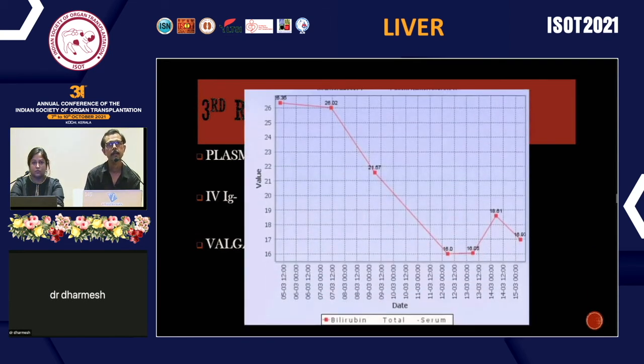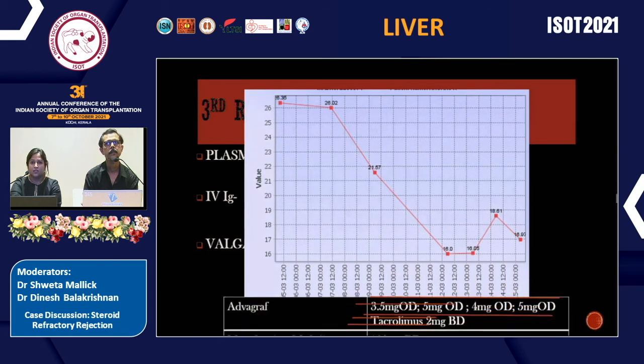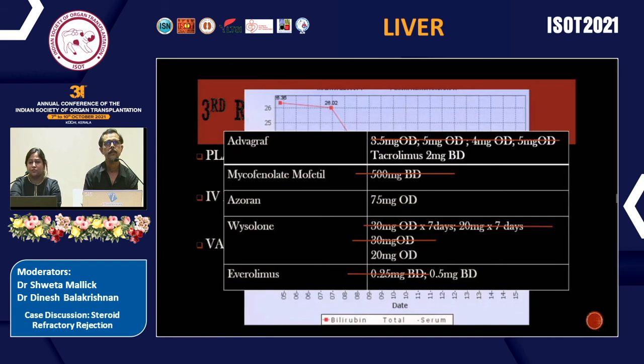Okay. So this is the response to plasma exchange and IVIG. Bilirubin comes down again a little bit to 16, and then again it starts climbing up. So we keep the immunosuppression. We've changed from Advagraf to TAC at 2 mg BD. Azathioprine has been added right now at 75 mg OD. Wysolone at 20, Everolimus 0.5 BD.